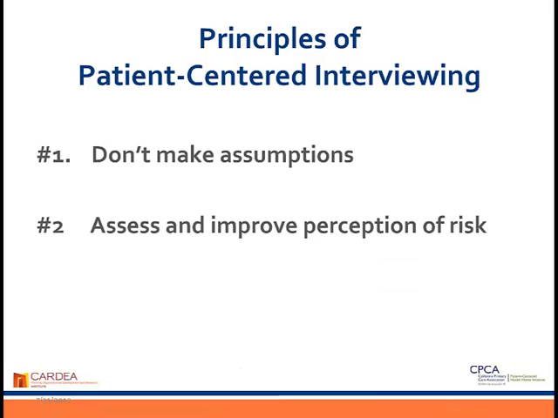Number 2, assess and improve their perception of risk. Find out what patients perceive to be their risk and build on that. If they think they'll never catch the flu, for example, because they haven't caught it for the last 5 years, but you know that their community has been particularly infectious, give them that information so that they can make a more informed choice about whether or not to get the immunization.